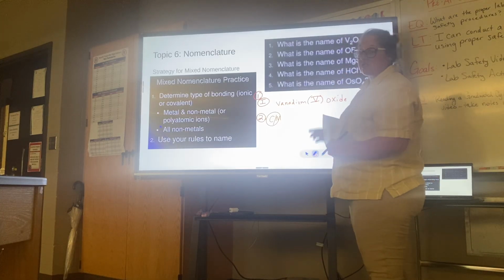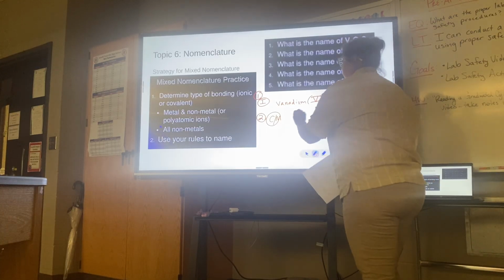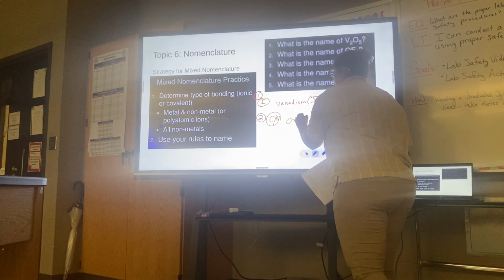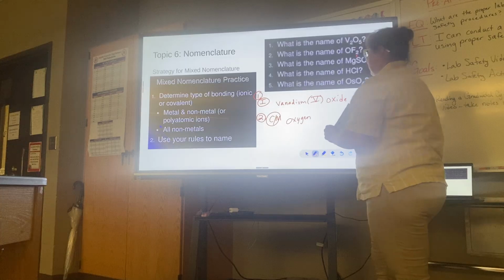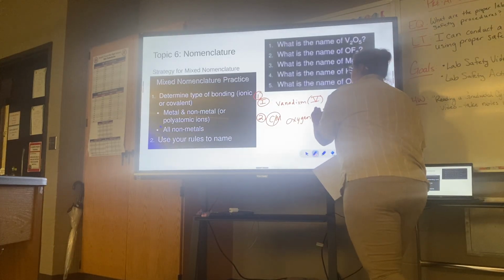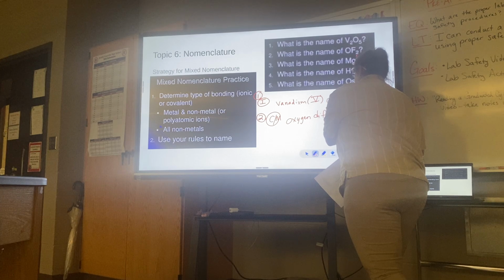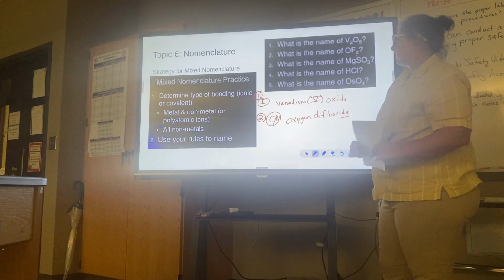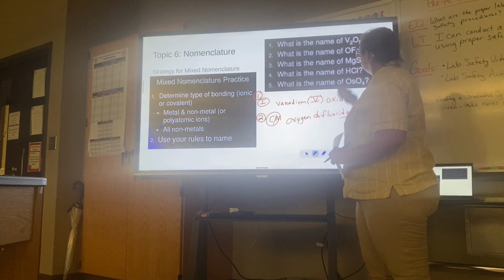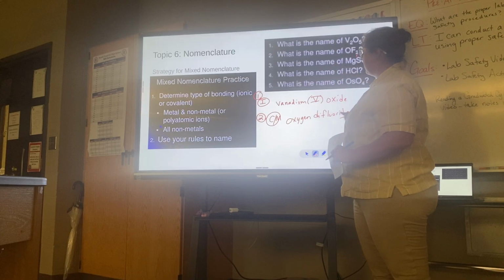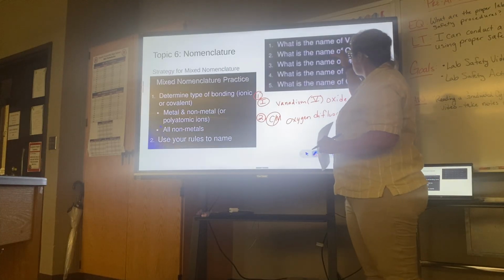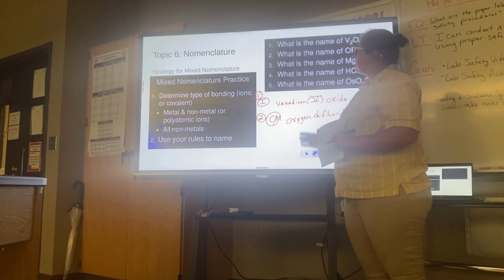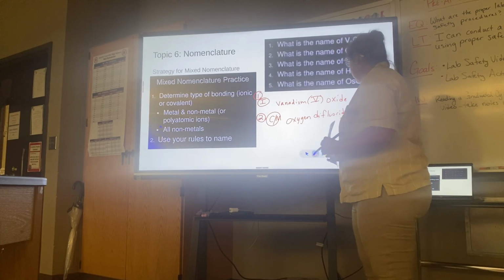So how many oxygens do I have? Just one, so I say oxygen. How many fluorines do I have? 2, so that prefix we use is di, and then I give the ending IDE. So oxygen difluoride is the name for number 2. So I want you guys to try to work with your group to determine 3, 4, and 5 there.